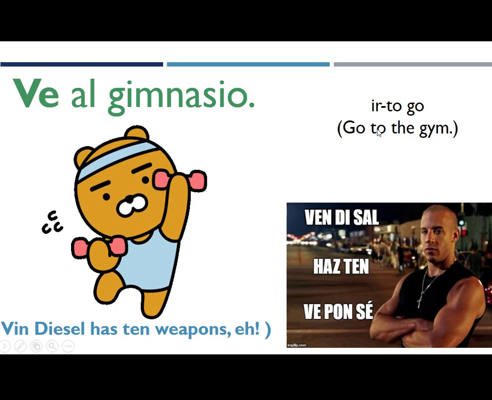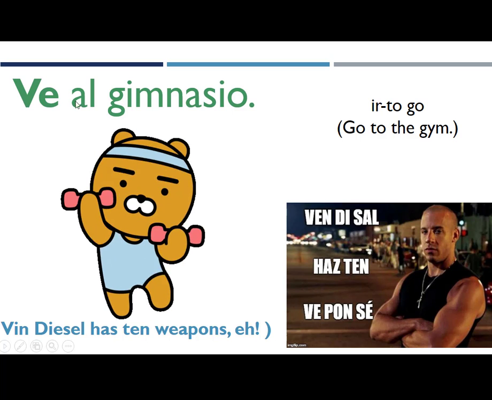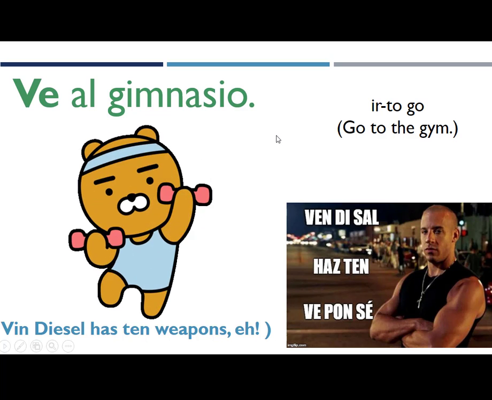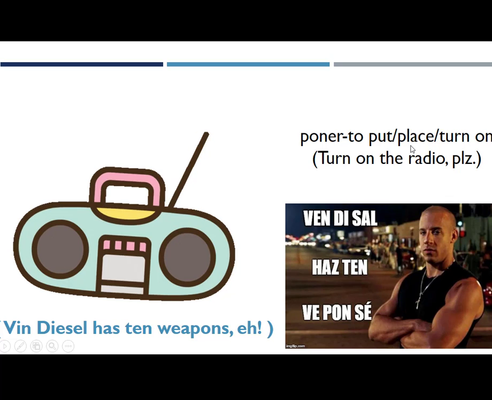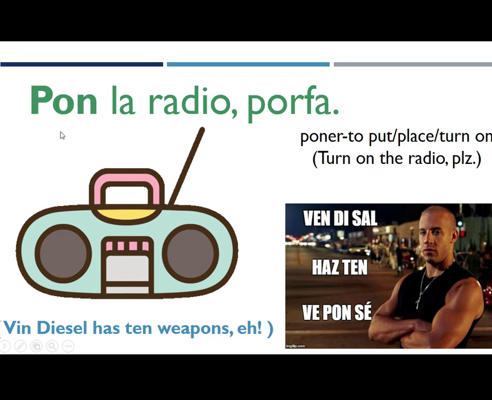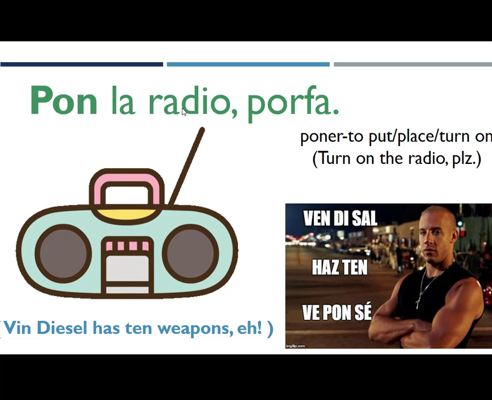Remember that you're going to have ve a, that's the place. Ve al gimnasio, ve somewhere. Go there. And then to turn on the radio or to put something somewhere or to place something somewhere is poner, which would be pon. Pon la radio, turn on the radio. Pon el libro en la mesa. Put the book on the table. Pon el libro is to put or place the book somewhere.